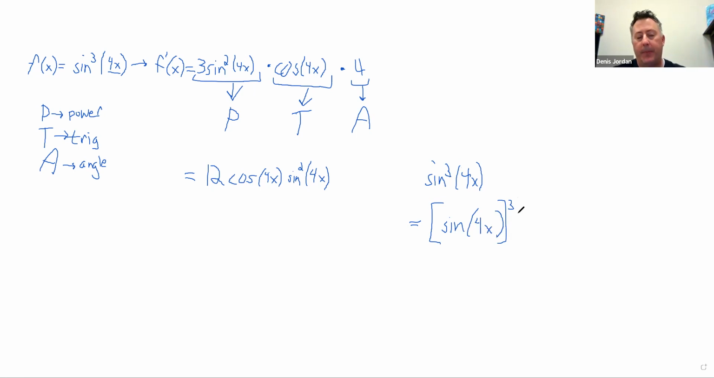Some people just get a little bogged down when the exponent's here as opposed to here. So whichever way is easier, do it that way. Because then everything else would stay the same. The power would still come down, it would decrease by one. Then you attack the trig part. And then you attack the sine or the angle part.